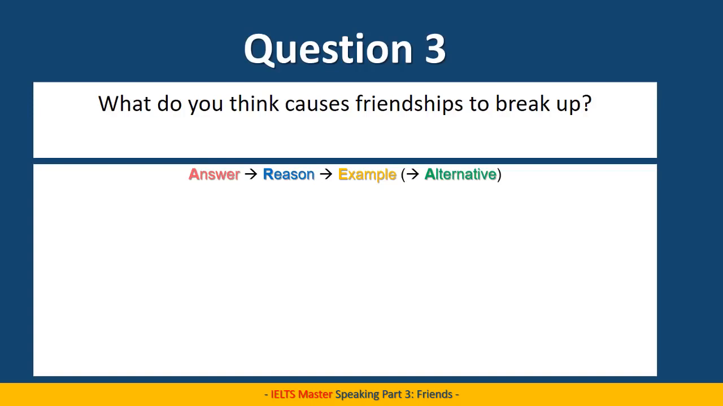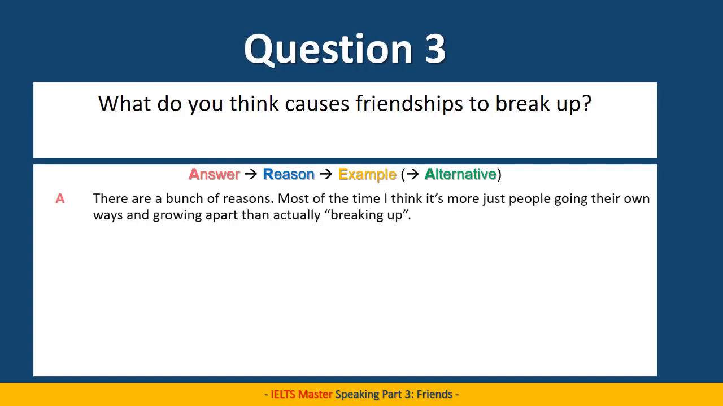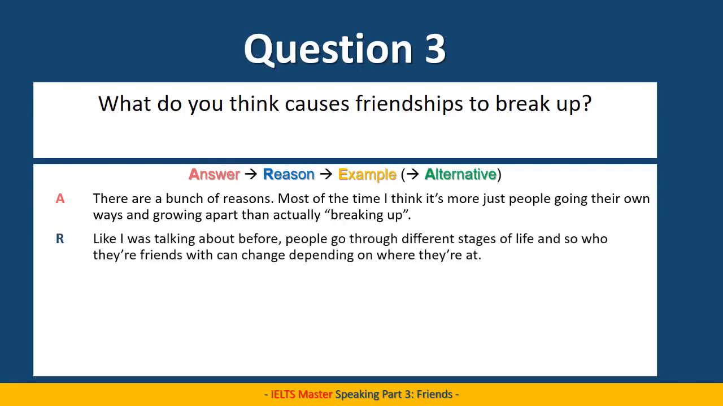Question number 3. What do you think causes friendships to break up? There are a bunch of reasons. Most of the time, I think it's just people going their own ways and growing apart than actually breaking up. Like I was talking about before, people go through different stages of life, and so who they're friends with can change depending on where they're at.